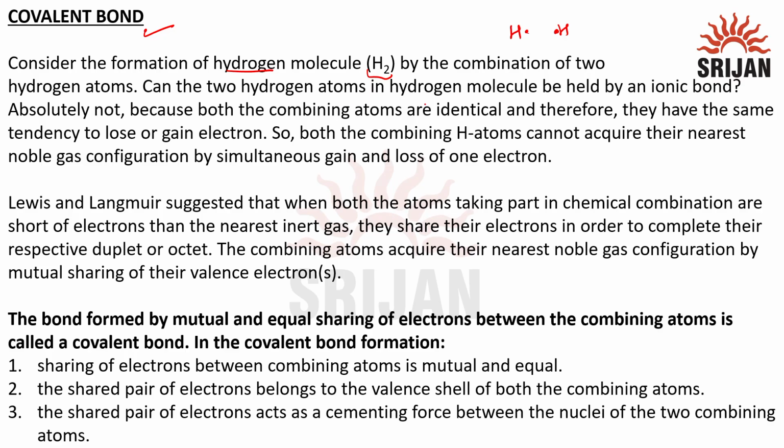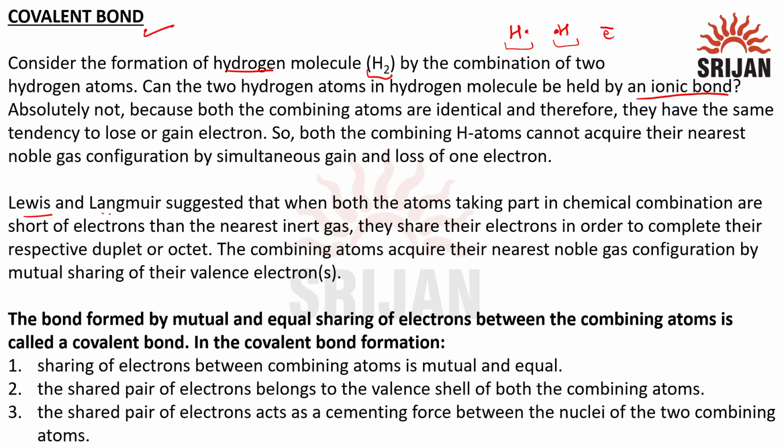Now, can two hydrogen atoms in the hydrogen molecule be held together by ionic bonding? The answer is absolutely not, because both the combining atoms here of hydrogen are identical to each other. That means they have the same tendency to gain or lose the electron to attain the nearest noble gas configuration.